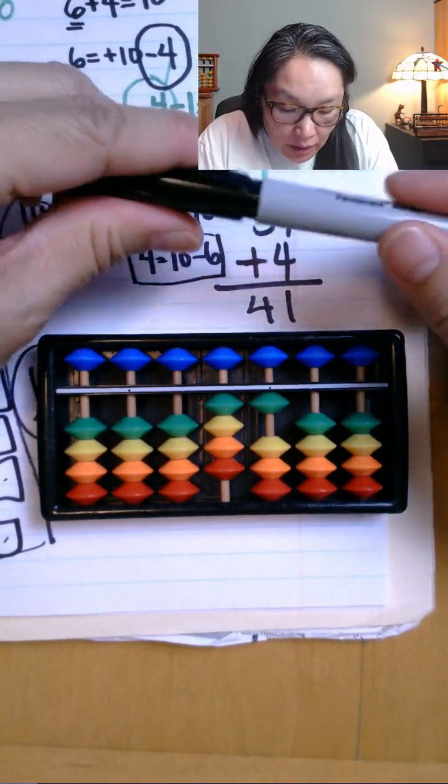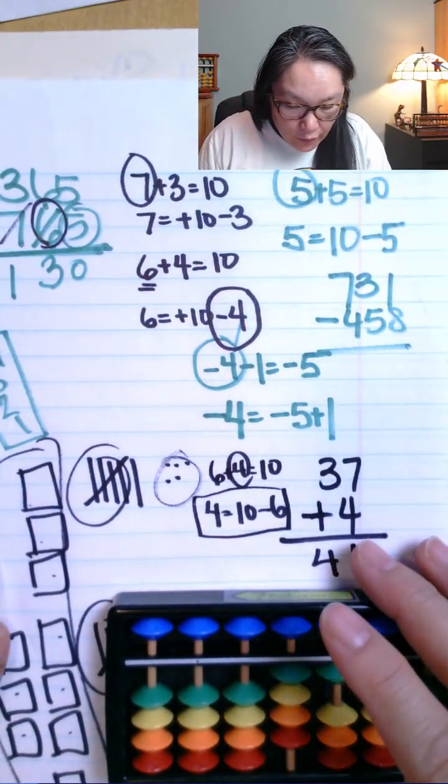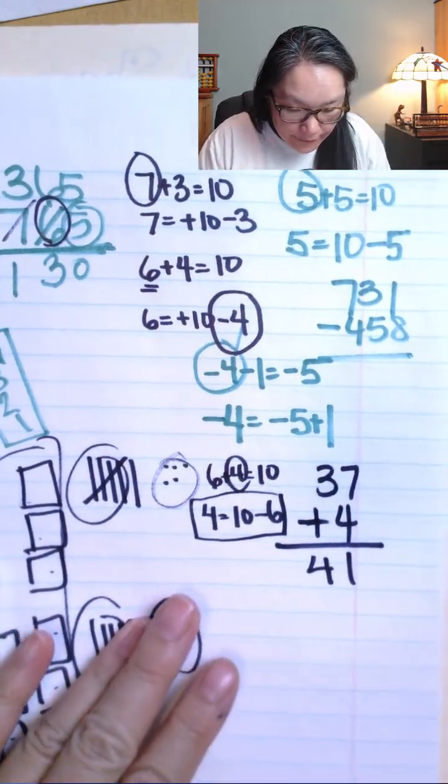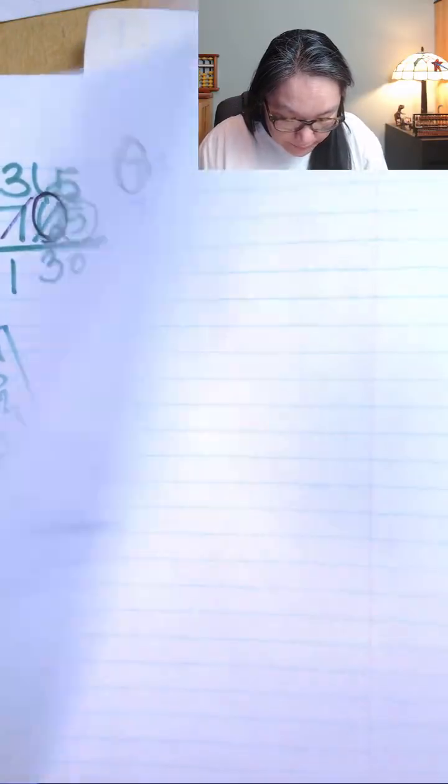Okay, are we ready for 731 take away 458? Let's do it.